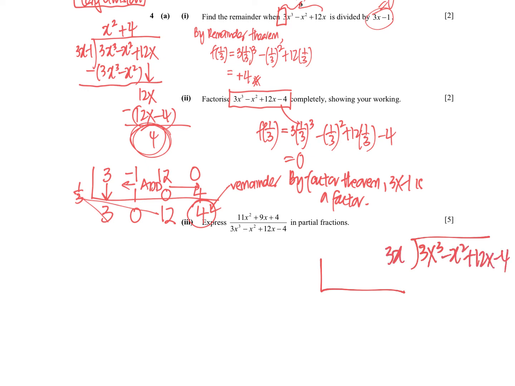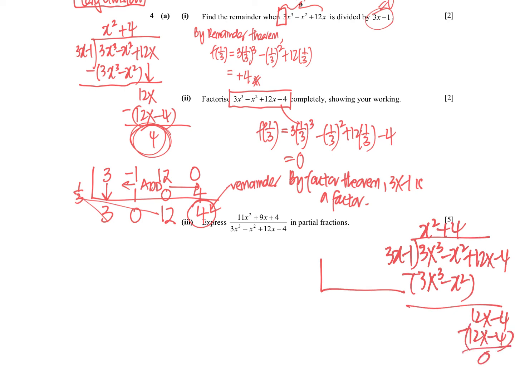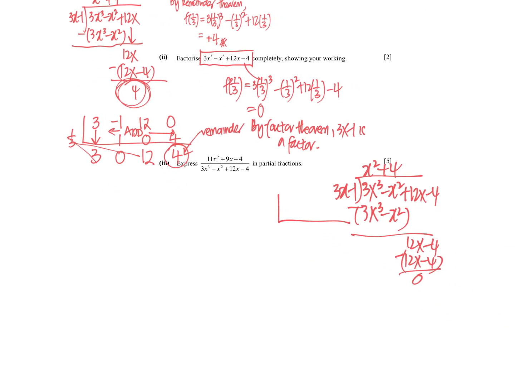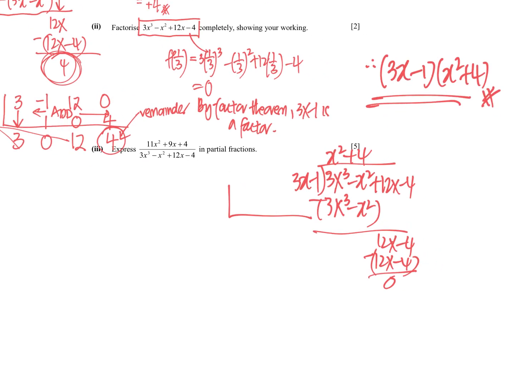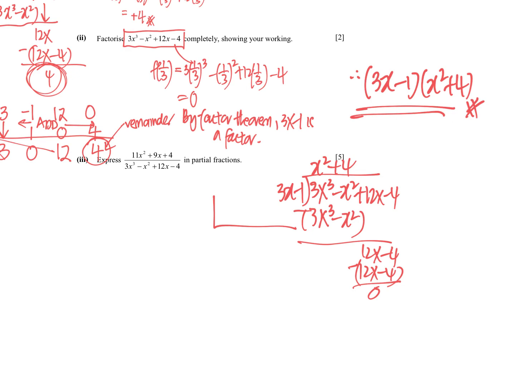So long division, if you do 3x minus 1, you will get x squared plus 4. So how do you conclude your answer? It is equal to 3x minus 1, x squared plus 4. Can you factorize the quadratic further? Cannot, because this is a non-factorizable quadratic. So that's the answer for part 2 already.